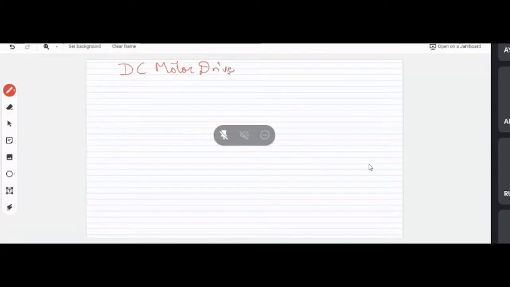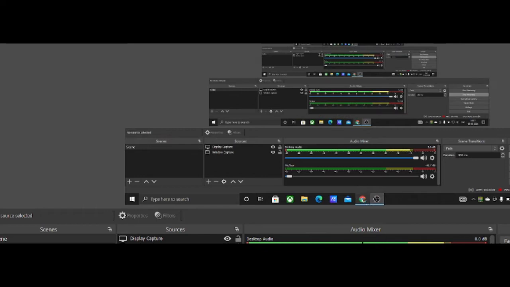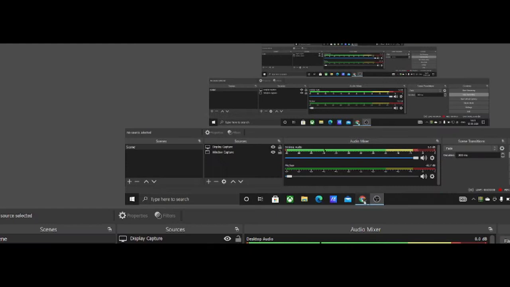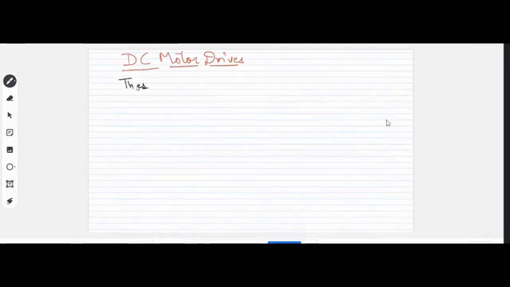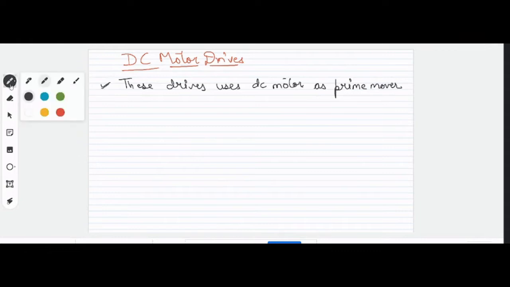The DC motors, you could have revised about these DC motors, because DC motor drives are those drives which use DC motors as prime mover. Fine. This is the one thing.